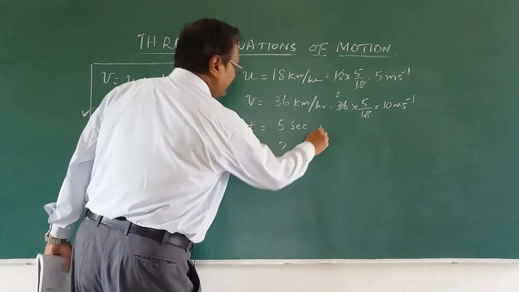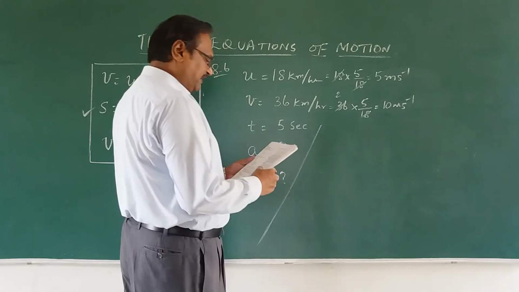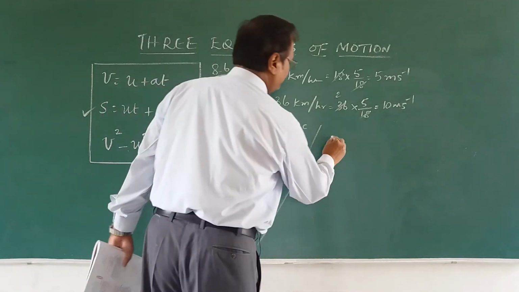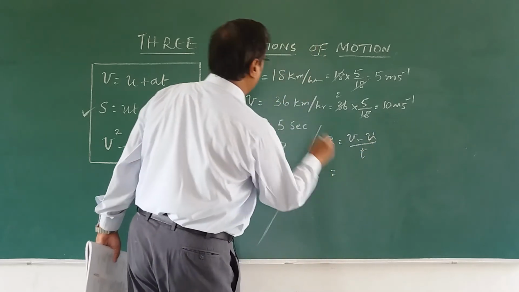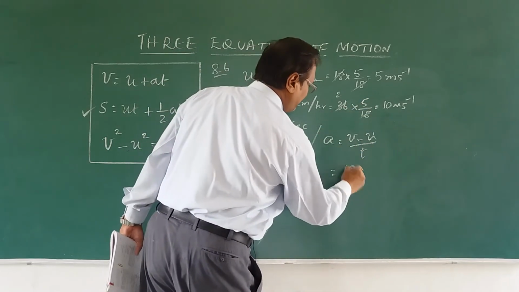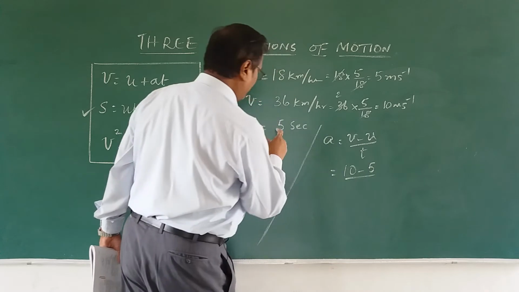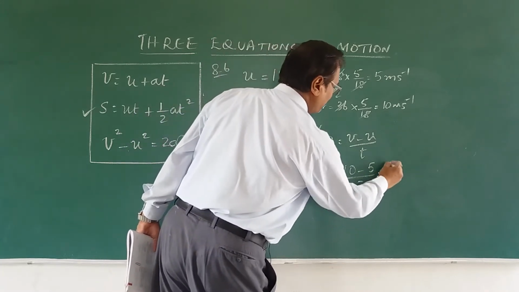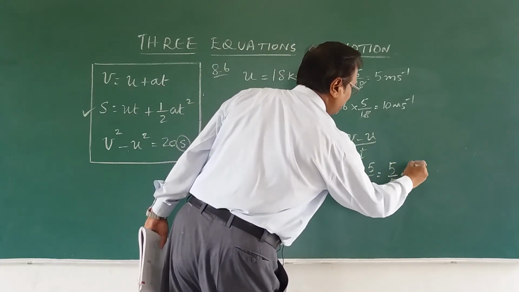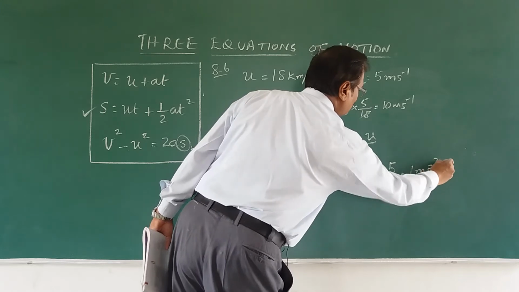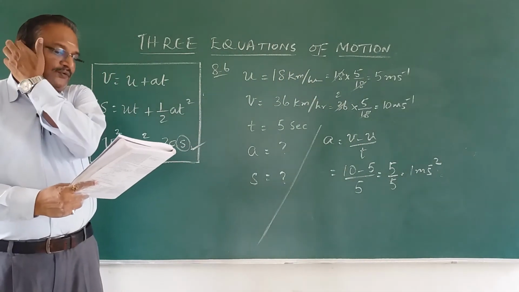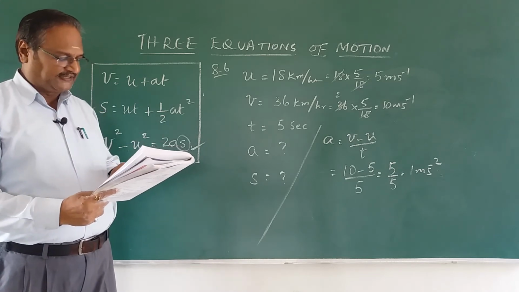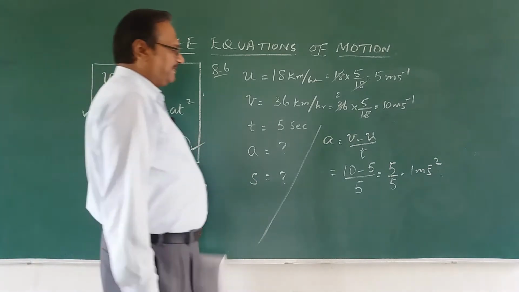Now what do we have to calculate first? Acceleration is equal to V minus U upon T, that is equal to 10 minus 5 upon T, which is how much? 5 seconds. That is equal to 5 upon 5, that is 1 meter per second square. We got one answer.